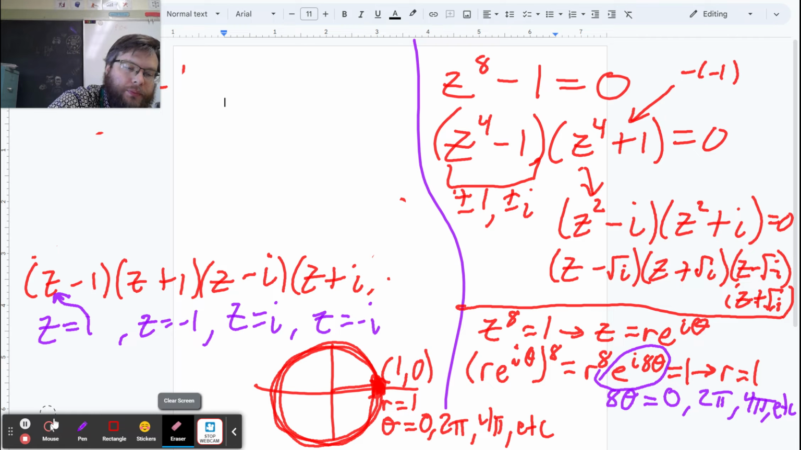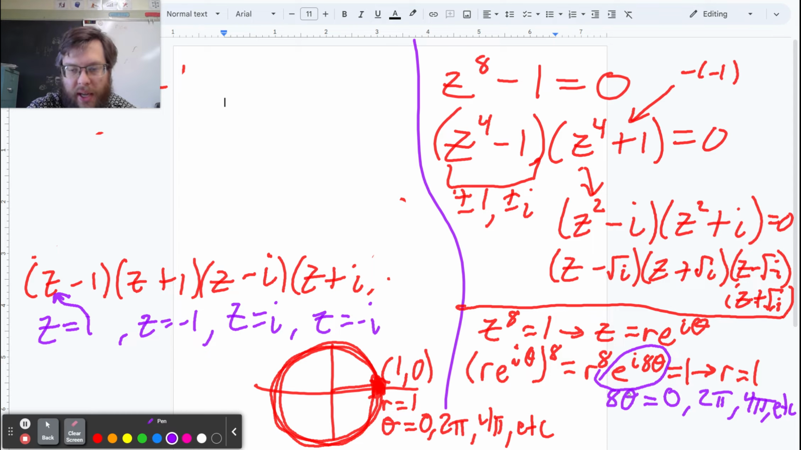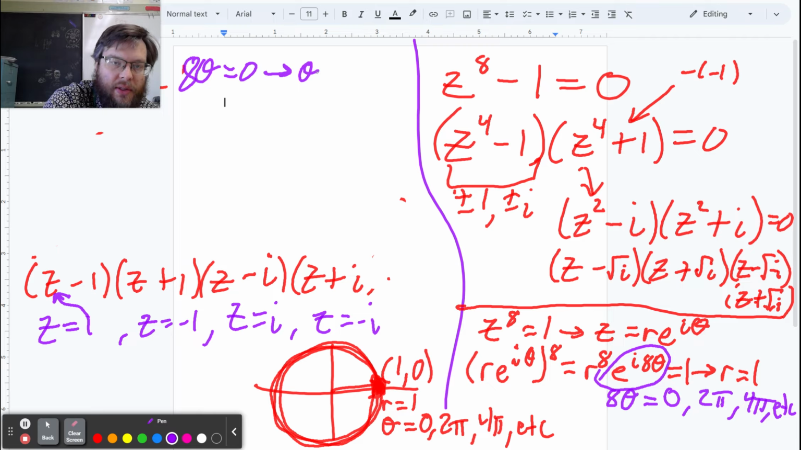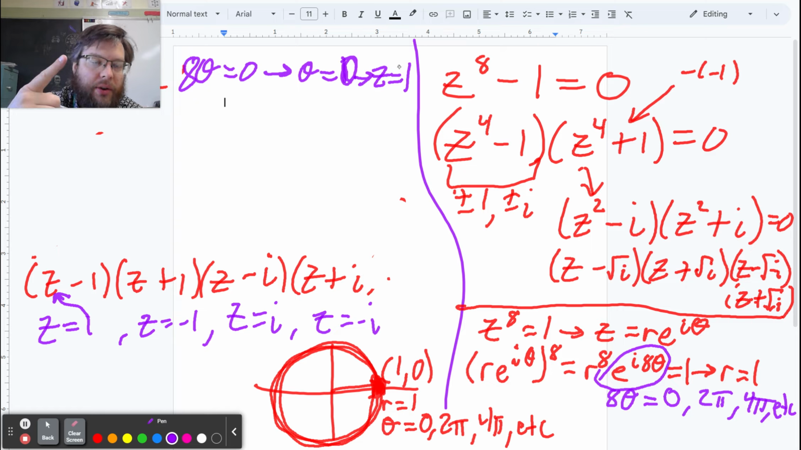Okay, so let's make 8 theta equals 0. So if 8 theta equals 0, then that implies theta equals 0, and that implies z equals 1. Remember that I have an r value of 1, and I have a theta value here of 0. And so that would be z equals 1. And guess what? That's this root that we found over there.